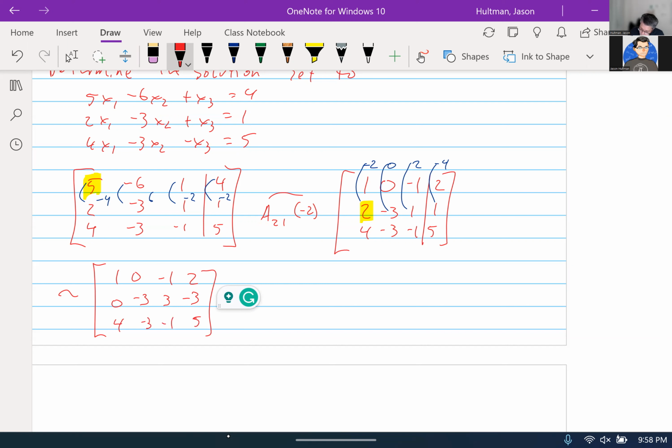So what did I do there? I multiplied row 1 by negative 2 and added it to row 2. Okay. Kind of a reversal of what we did before. Now let's work on this 4 down here. So what are we going to do? We're just going to multiply row 1 by negative 4, add that to row 3, and that should give me another 0.